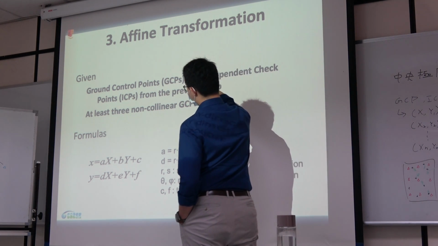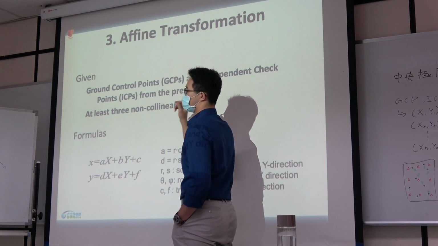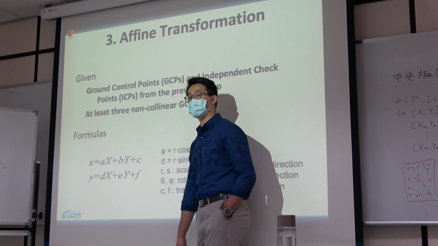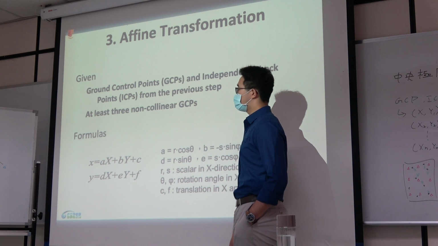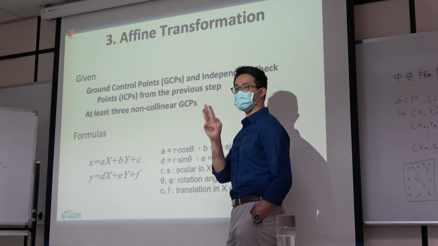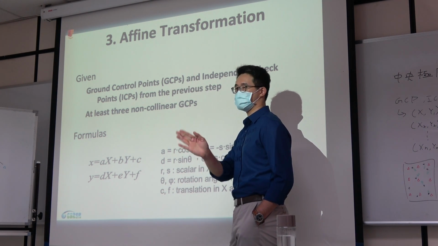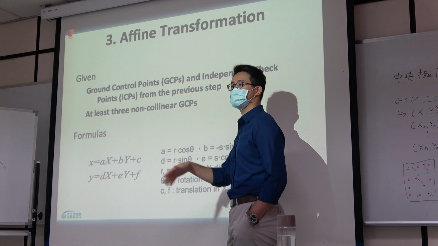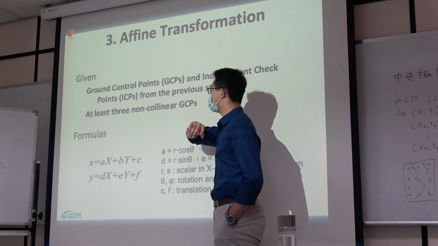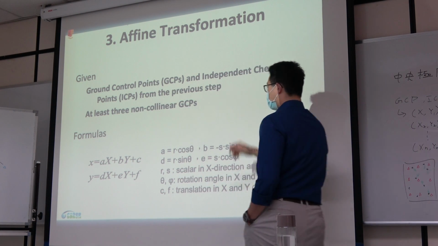And then the GCPs need to be at least 3 non-collinear GCPs. Of course, that's also what we talked about before. An affine transformation has 6 parameters, so you need at least 3. However, if those 3 are on the same line, then you don't have enough information for the perpendicular axis. So they need to be non-collinear. So 3 non-collinear GCPs.